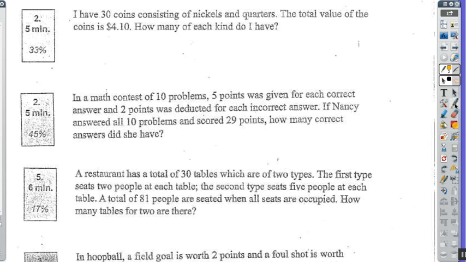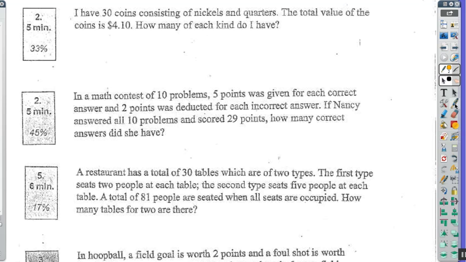So it says, I have 30 coins consisting of nickels and quarters. The total value of the coins is $4.10. How many of each kind do I have? So the easiest way to do this is to set up a table.